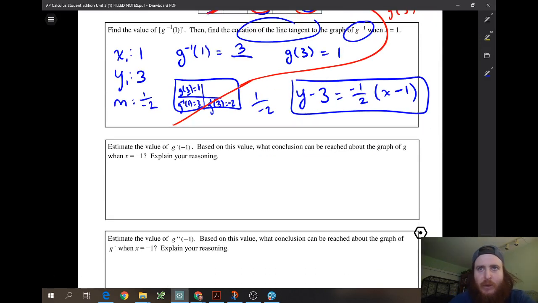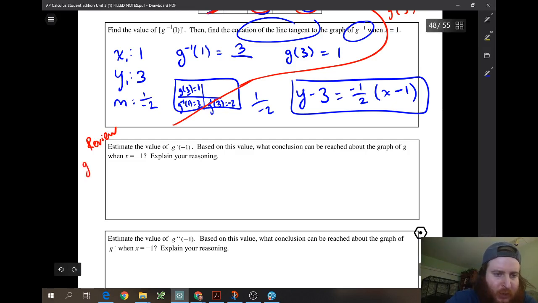Estimate the value of g prime of negative 1. Now this has nothing to do with inverses. This is just a review. So how do we estimate? There are two things that we estimate. We either can estimate tangent lines or we can estimate derivatives. Tangent lines are for like g of negative 1.1. That's not what it asked. It asked for the derivative.